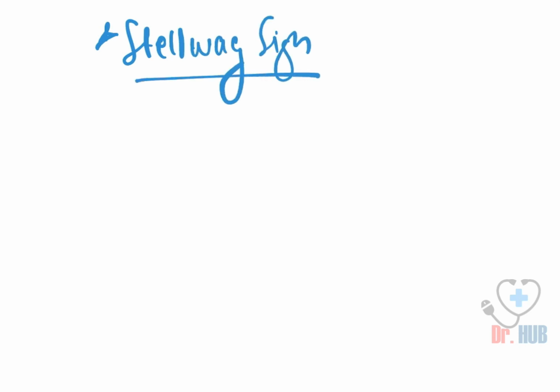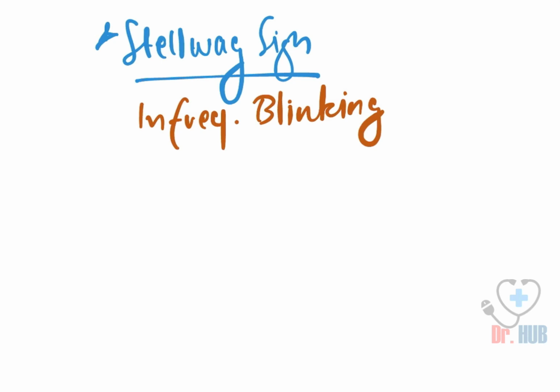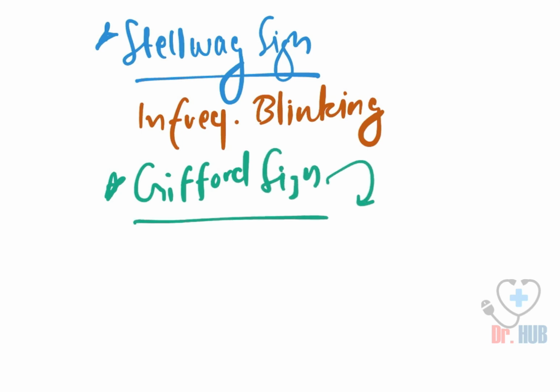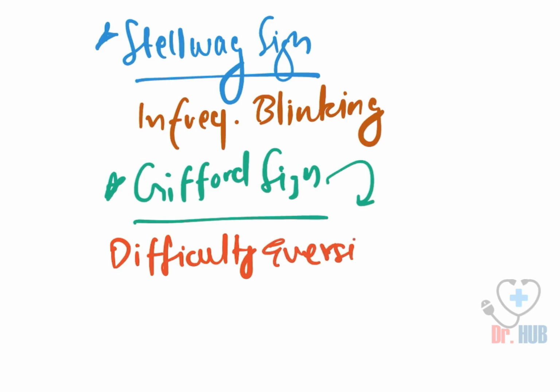Moving on, we look at the Stellwag sign. The Stellwag sign implies infrequent blinking. And then we look at the Gifford sign. The Gifford sign is nothing but a difficulty in the eversion of the upper lid.